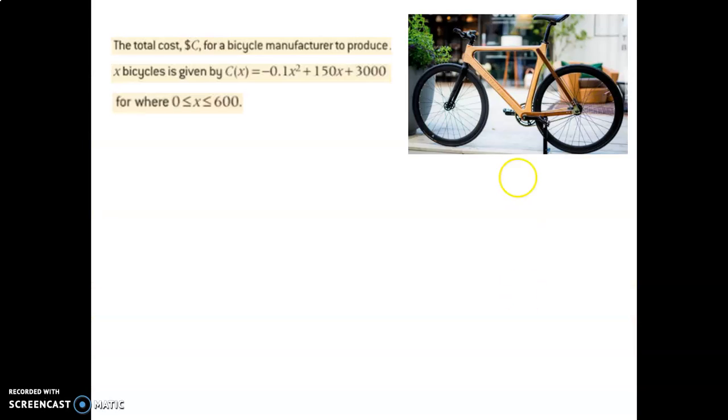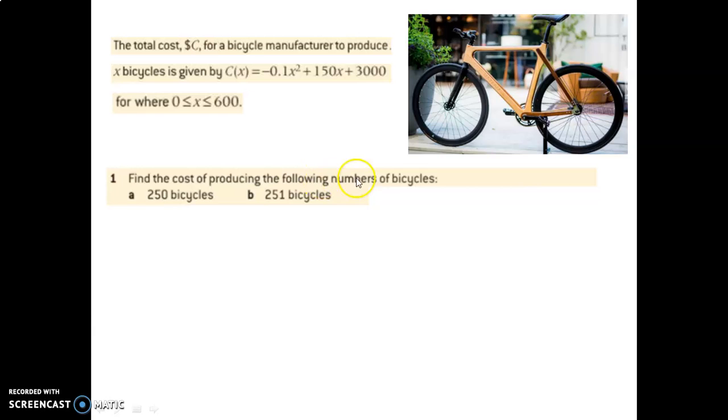Okay, that leads us into a problem about bicycle production. It says the total cost, C, for a bicycle manufacturer to produce X bicycles is given by this function. So we have this function and it represents the total cost of making these bikes. And it says X values are in the domain of 0 to 600. Okay, first question. Find the cost of producing the following number of bicycles, 250 and 251. So find that cost. And remember, X represents the number of bicycles, so use the function.